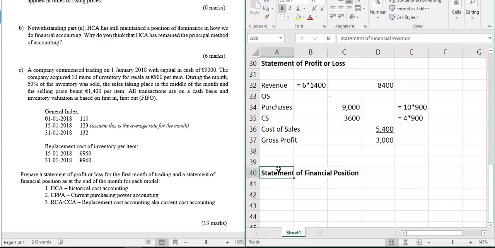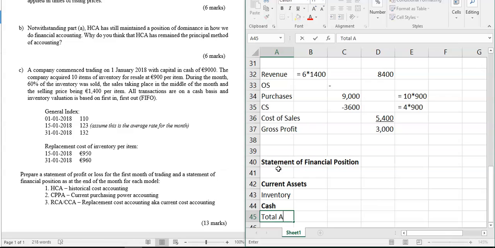Similar format. We then have your assets. We have no non-current assets, but we have current assets. Your current assets, you have 2 of them. You have inventory and you have cash. And that will get you to your total assets.